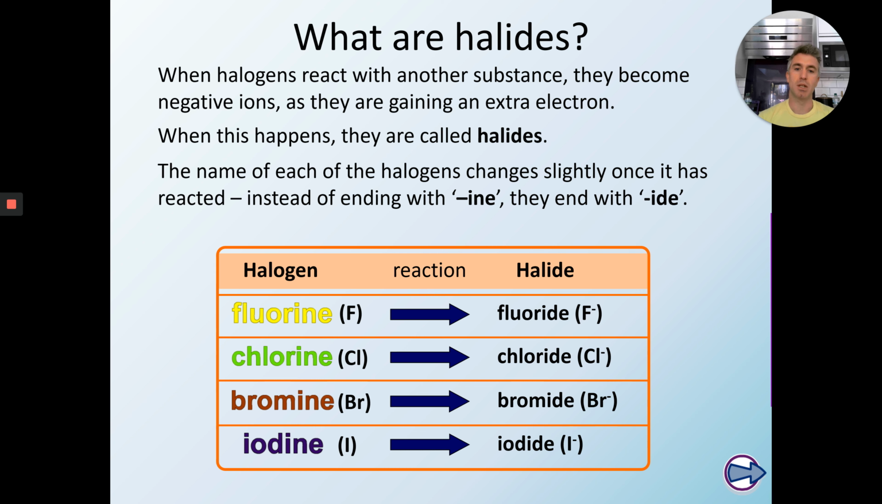Those are the names of the halogens once they have bonded, once they become an ion, once they've gained an electron. So in their pure state, fluorine, chlorine, bromine, iodine. In their ionically charged state or bonded state, fluoride, chloride, bromide, and iodide. Maybe that's something to write down.